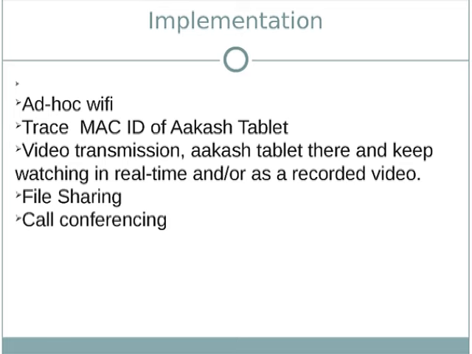The MAC ID is only available for one Wi-Fi. We cannot know other users connected to other Wi-Fi, and we cannot identify the MAC address of the hardware, the Aakash tablets. So this is the limitation in tracing the MAC ID. We can implement how to trace users connected to other Wi-Fi and how to trace the MAC ID. Another way is video transmission.